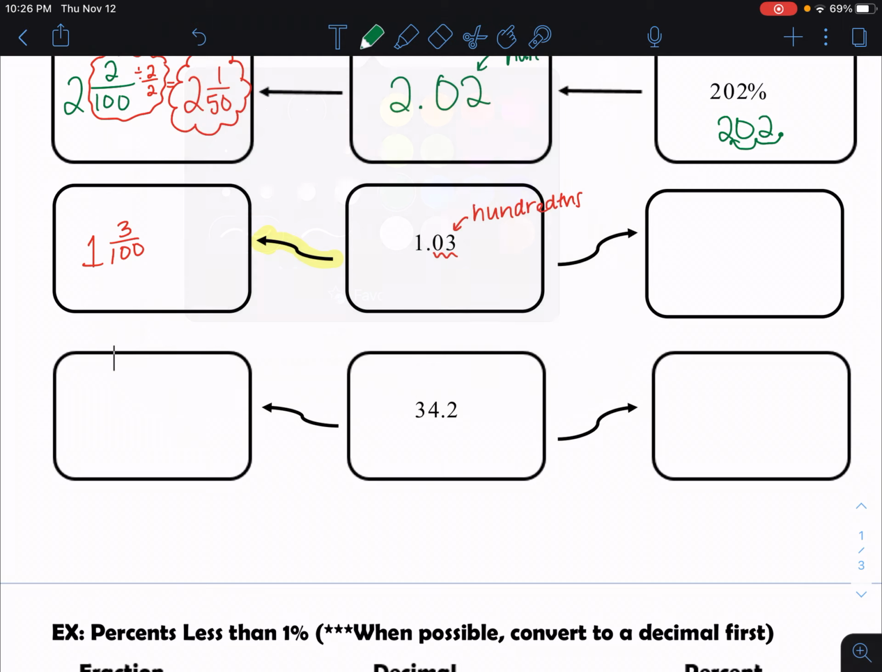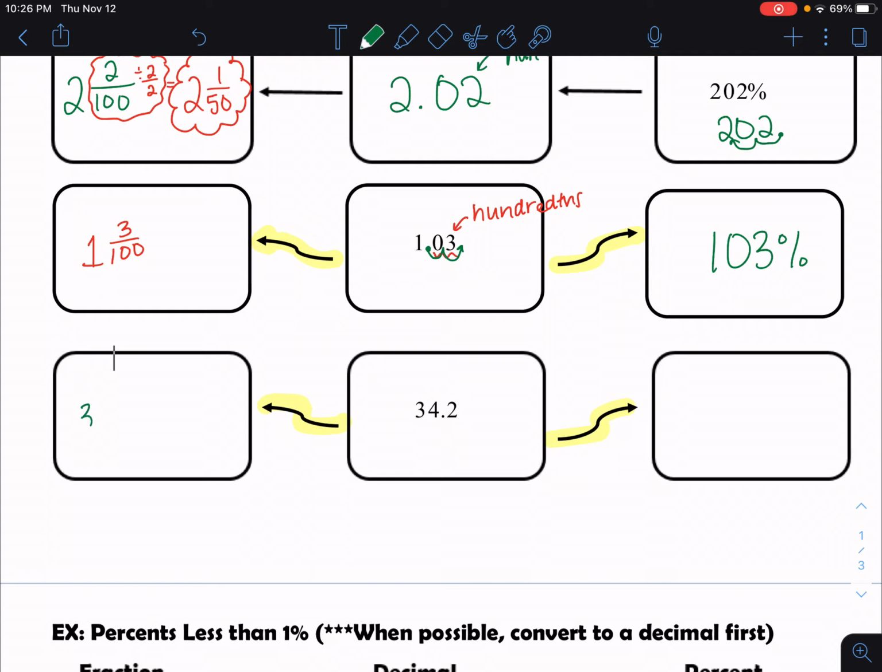To go from a decimal to a percent, I'm going to take this decimal right here and move it 2 places to the right. So this is 103%. So I can go either direction that I would like to first. So this one is going out in both directions as well.